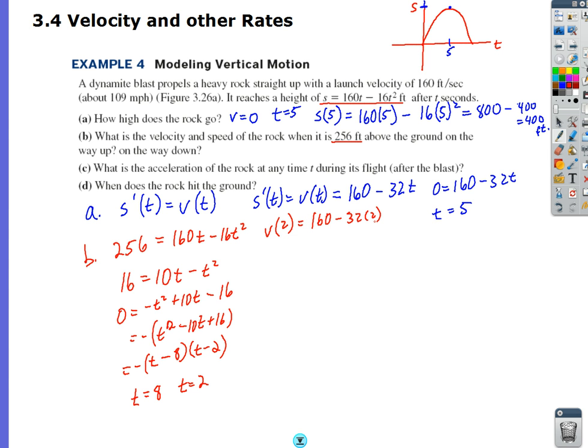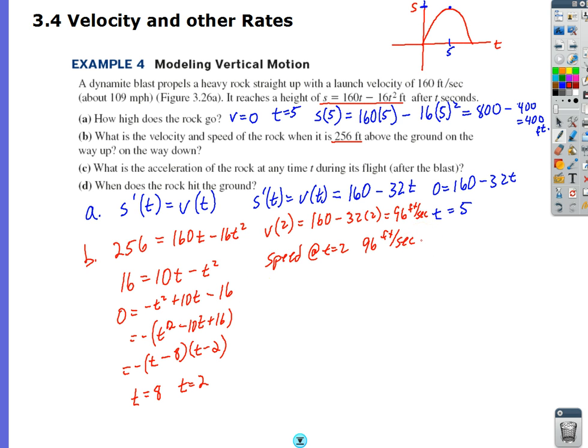Okay, so 160 minus 64 is going to be equal to 96. And what's velocity measured in? Feet per second. Okay. And what is the speed? Well, my speed at t equals 2 is the exact same thing as the absolute value. So it's 96 feet per second.